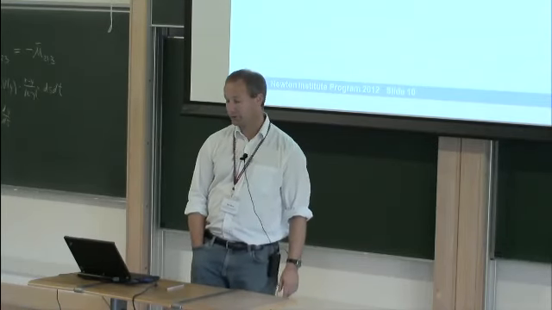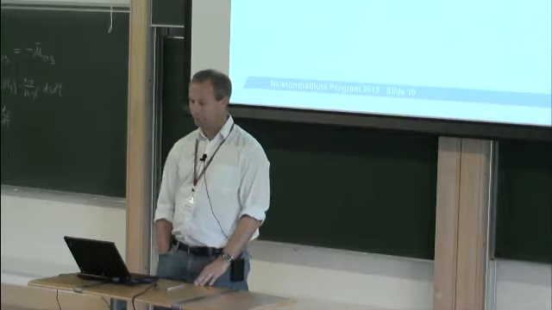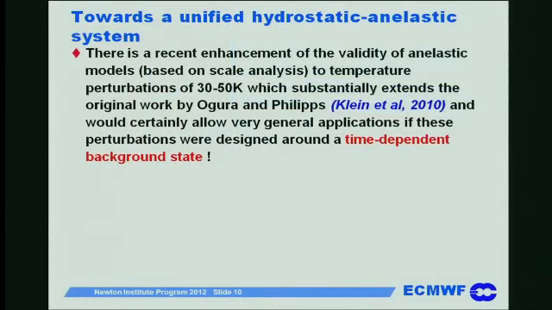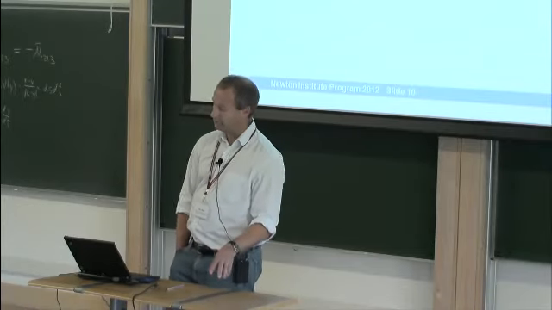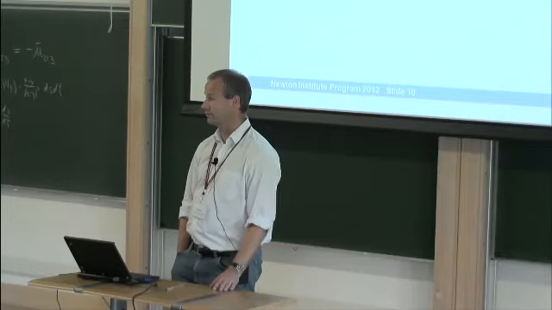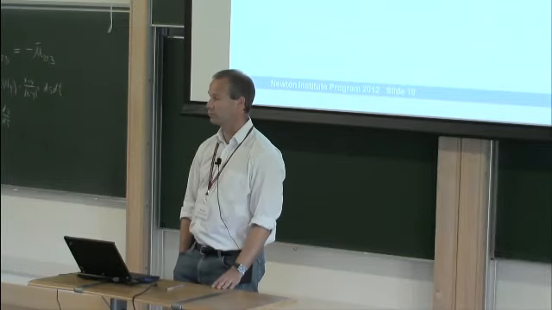Then I should also mention the further development by Rupert Klein of the classical scale analysis of Ogura and Phillips, where they said that the anelastic equation can only be used for models with temperature variations within a few degrees. And this has been substantially extended to maybe something like 30 to 50 degrees with modern scale analysis. So I believe that it would certainly allow very general applications if these perturbations were around a time-dependent background state, which is something that has been alluded to in Piotr's lecture earlier this morning.